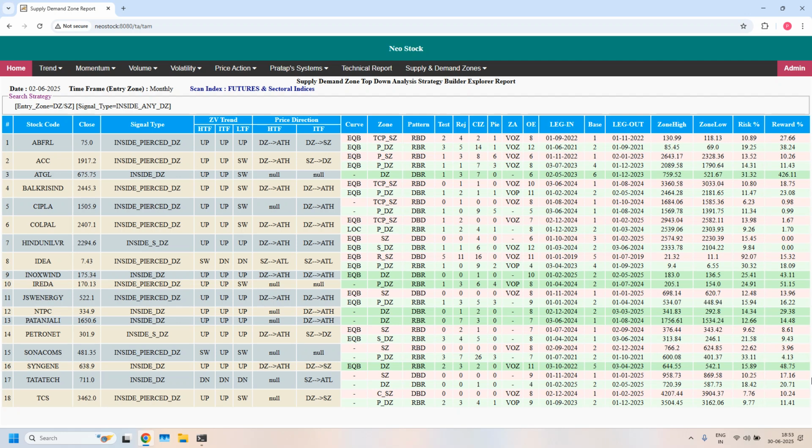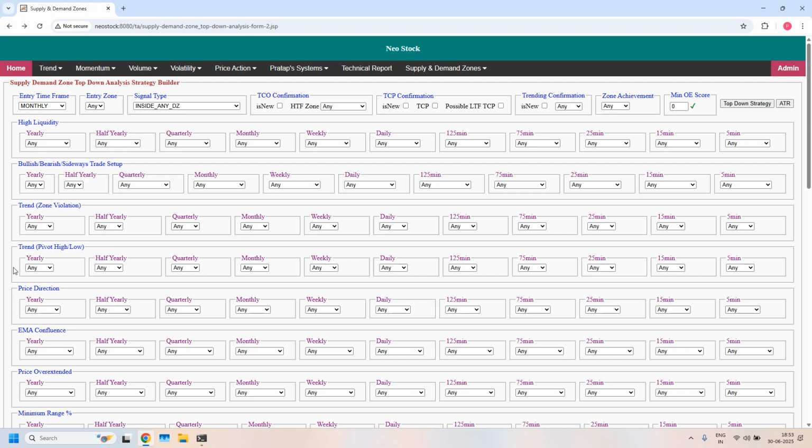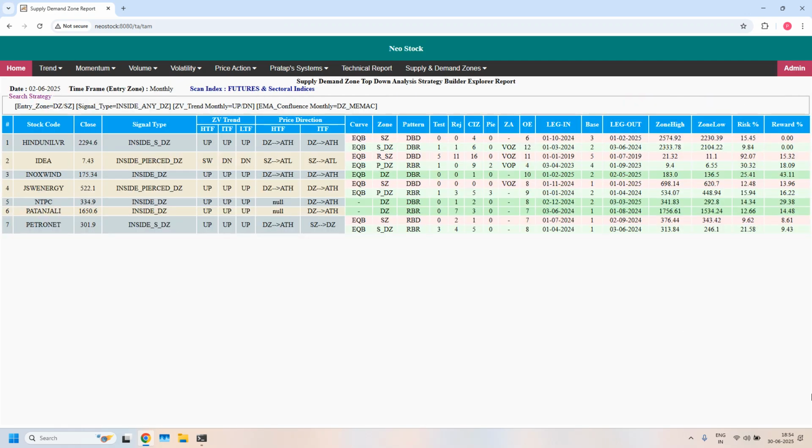We can further filter this list based on monthly demand zone having monthly EMA confluence. And also trend on the monthly should not be sideways, it can be up or down. So we got 7 stocks.